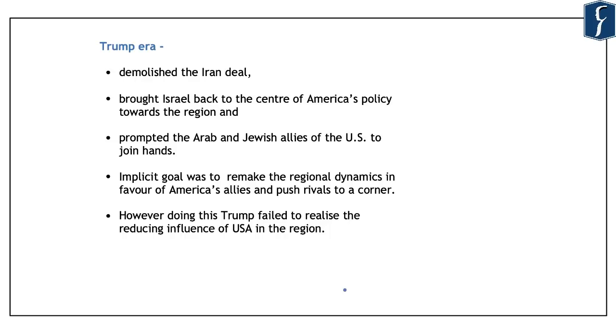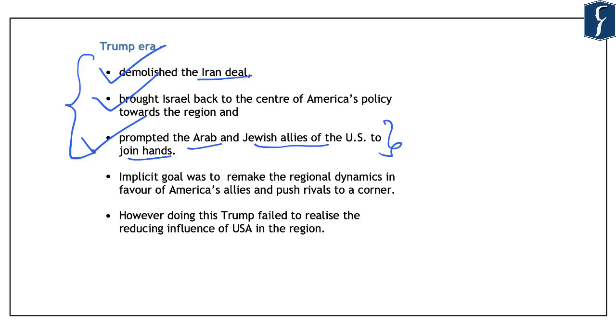And in this regard, the Trump administration has demolished the Iran nuclear deal. Again, it has brought Israel back to the center of America's policy towards the region. Further, the Trump administration has prompted the Arab and the Jewish allies of the US to join hands, and this is reflected in the Abraham Accords. So all these steps taken by the Trump administration reflect that they aimed at remaking the regional dynamics in favor of America's allies and at the same time pushing the rivals to a corner.